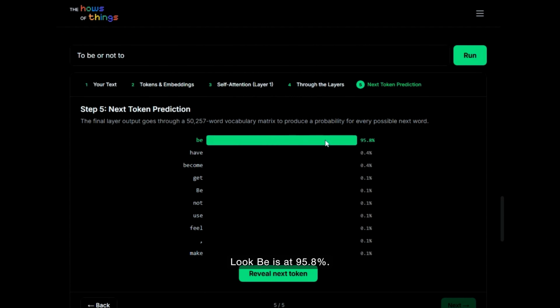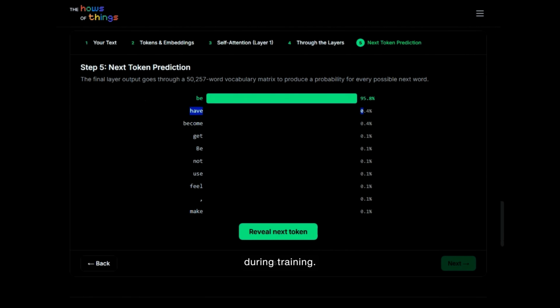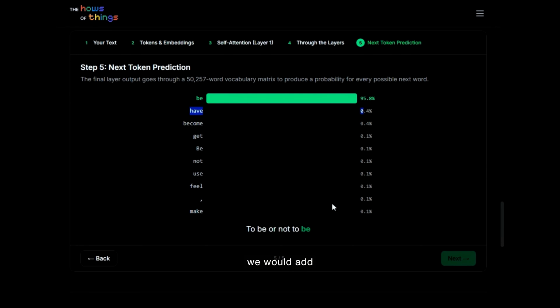Look, "be" is at 95.8%. "Have" is at 0.4%. It learned this from seeing "to be or not to be" thousands of times during training. In a real conversation, we would add "be" to the prompt and run this entire pipeline again. Tokens, embeddings, attention, 12 layers, prediction, all over again for the next word and again and again. That's how paragraphs get written.